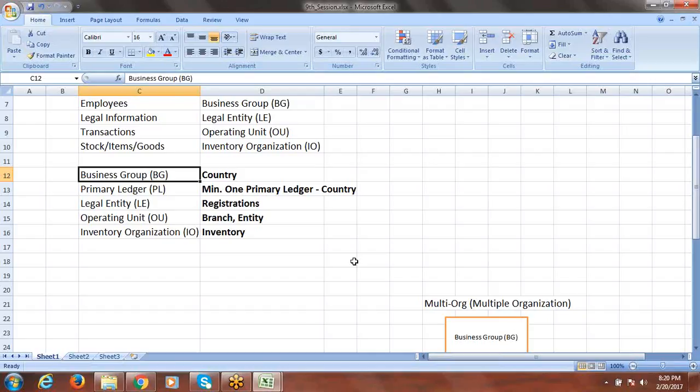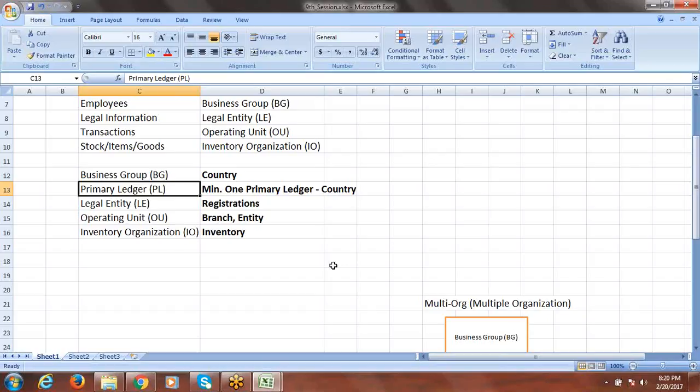BG is generally country specific. What information can we maintain within the BG? Employee information. When we talk about primary ledger, how many primary ledgers do we have to create for one client? That depends on how many countries the client has operations. For each country, minimum we have to maintain one primary ledger. We cannot create one primary ledger which can be used for more than one country.